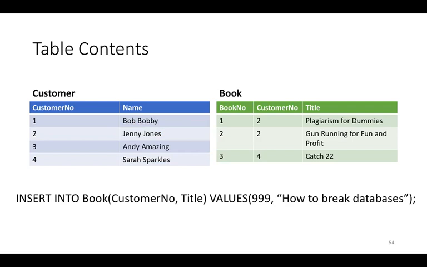So what happens then when we do this? I'm inserting into book customer number and title, and I'm giving it customer number 999, and the book title is How to Break Databases. So the first question is, does customer 999 exist? No, there's no hidden data. What happens when I try and run that query?